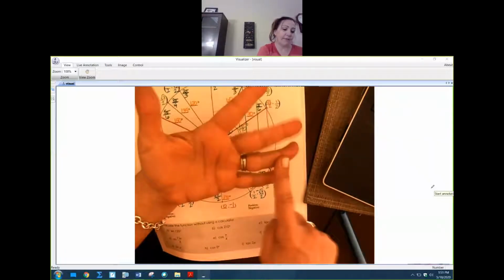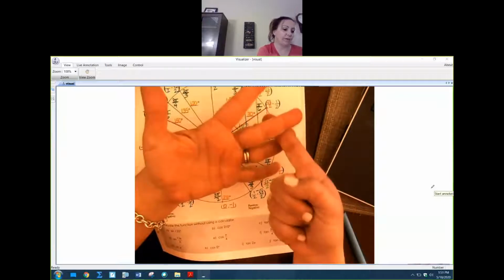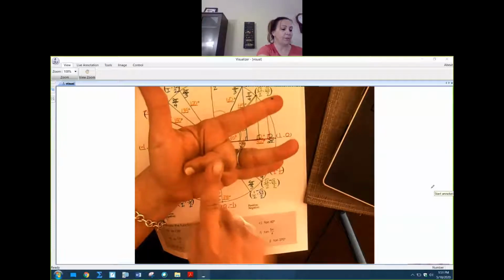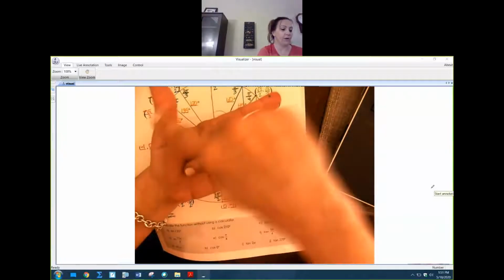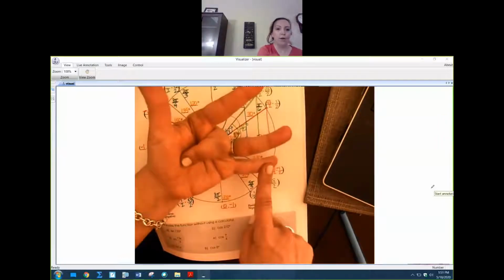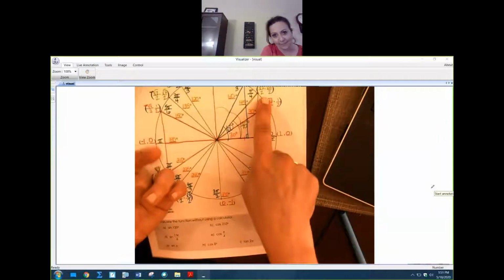Now try the same thing for the 45 degree, pi over 4 family. Fold that in. So the x coordinate should be root 2 over 2, comma, root 2 over 2. Oh my gosh, there it is.